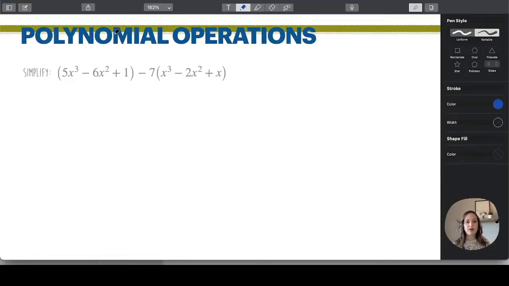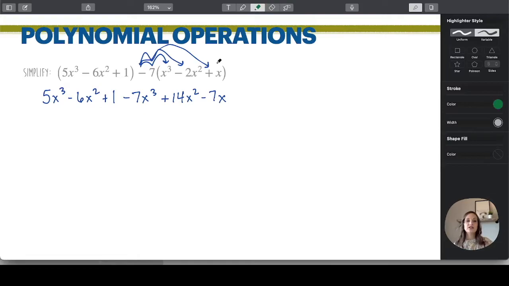Now, with polynomial operations, we can also go ahead and add, subtract, multiply, and divide with polynomials. So in this case, in order to simplify this, we are first going to distribute the negative 7 to every term in the second parentheses. So we have a 5x cubed minus 6x squared plus 1. And now we have negative 7 times x to the 3rd is a negative 7x to the 3rd. We have negative 7 times negative 2. The two negatives turn to a positive 14x squared. And the negative 7 times x is a negative 7x.